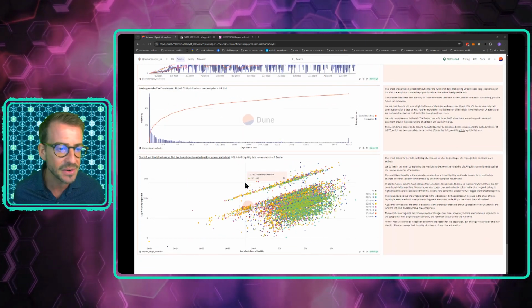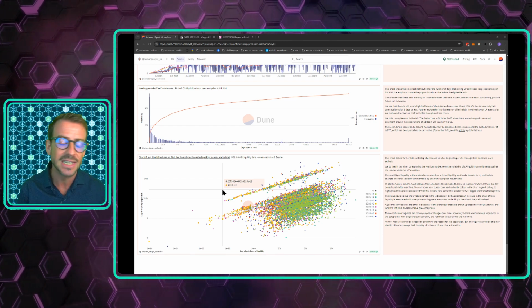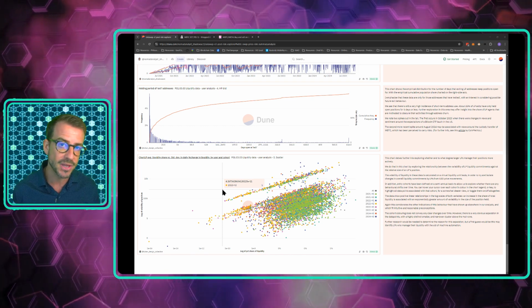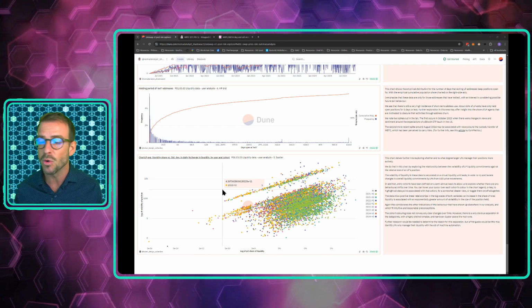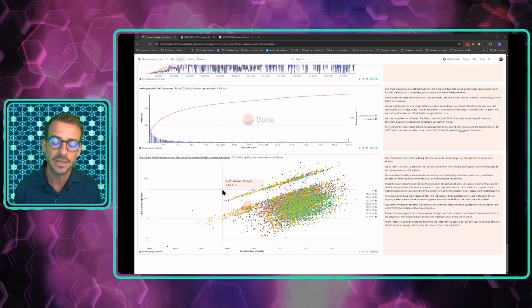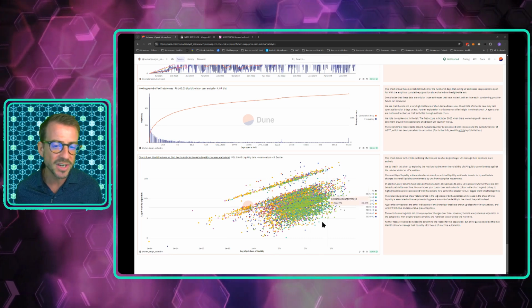This scatter chart tries to explore the relationship between the size of an LP's position and how actively they manage it. And we do find a positive log linear relationship. The larger your liquidity position, the more volatile it is, the more it changes in terms of the absolute number of virtual liquidity units associated with your address. And there's quite a spread there.